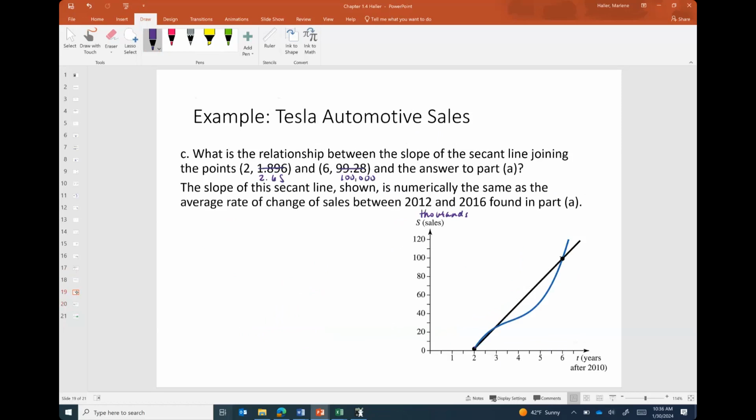All right. So the slope of the secant line then, let's put the coordinates of those points in: 6, 100,000, and 2, 2.65. All right. So let's go ahead and calculate then that slope of that secant line. It's going to be s.